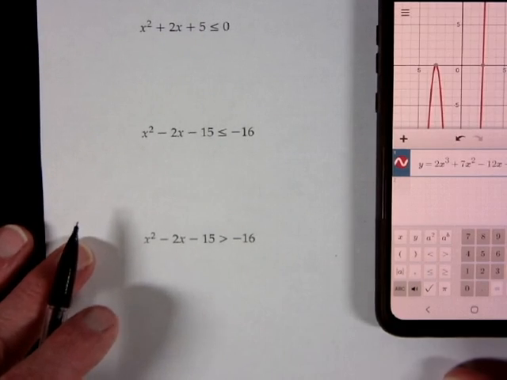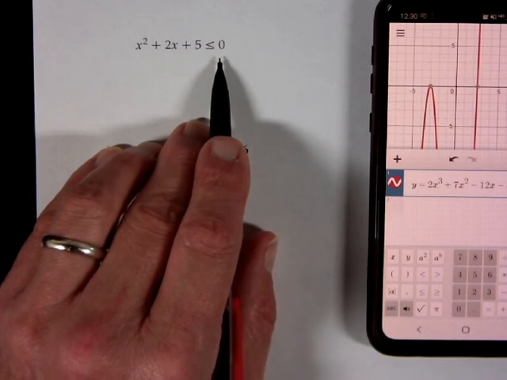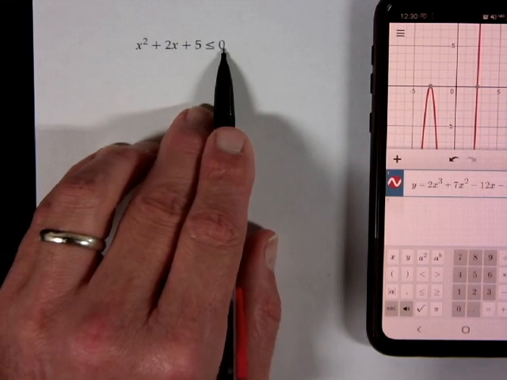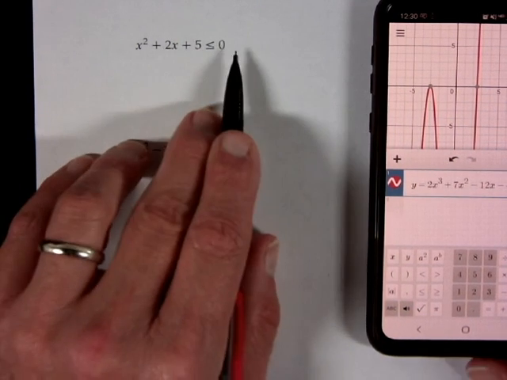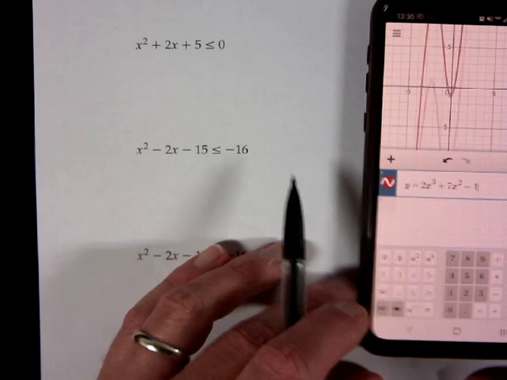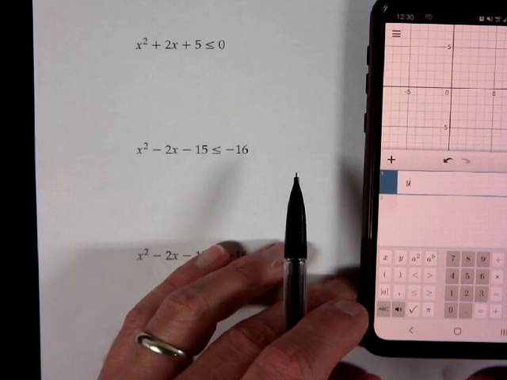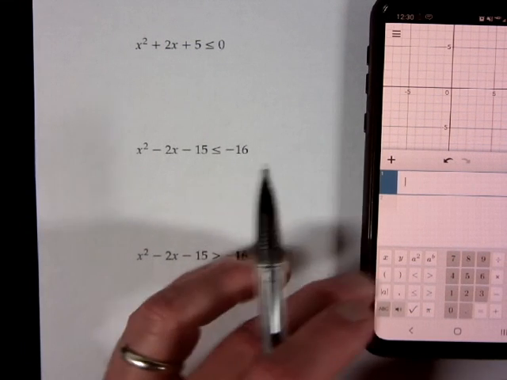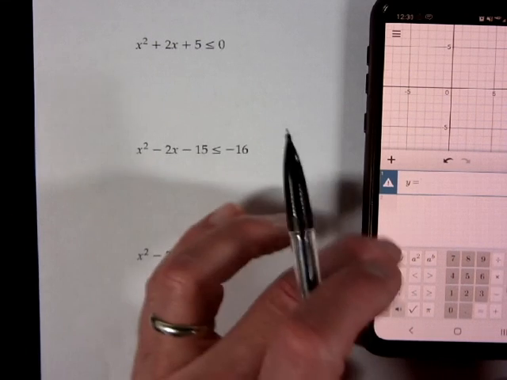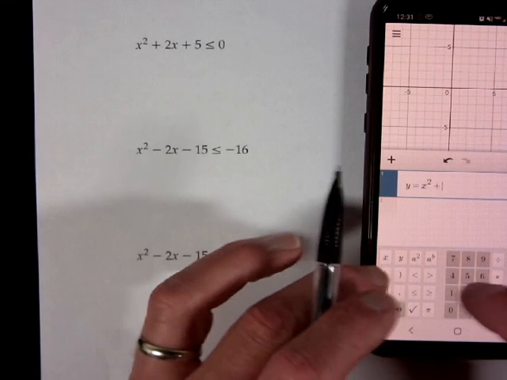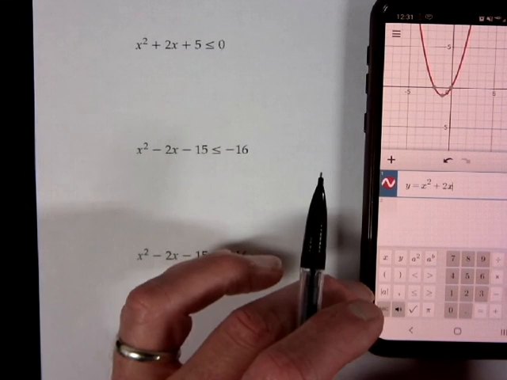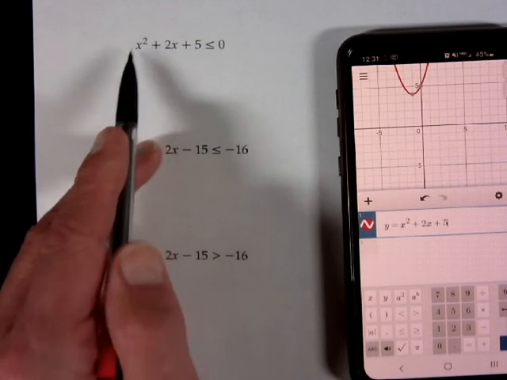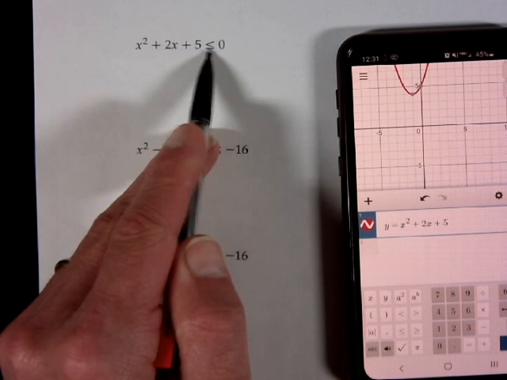All right, so here, this one is already set to 0, because that's not equal. Okay, it's already set to 0 on one side, so I'm just going to go back into my graph and change what I had there. And so let's take that off, and we're going to change this now to y equals x squared plus 2x plus 5. All right. So here's the question. We want to know, where is this less than or equal to 0?